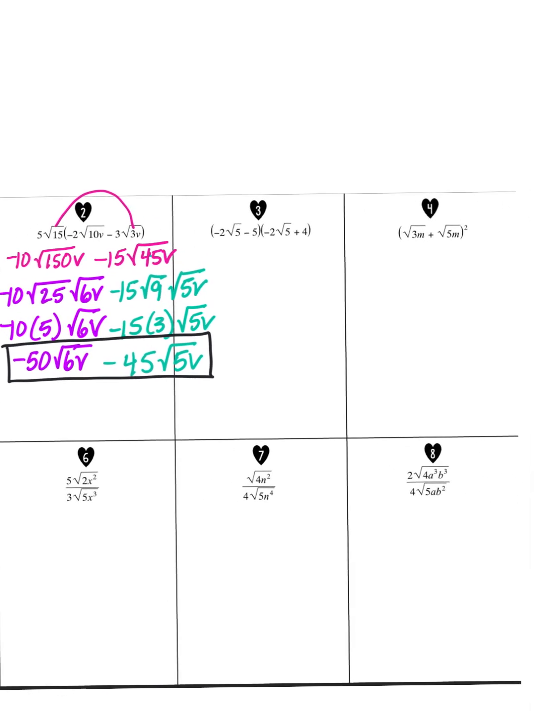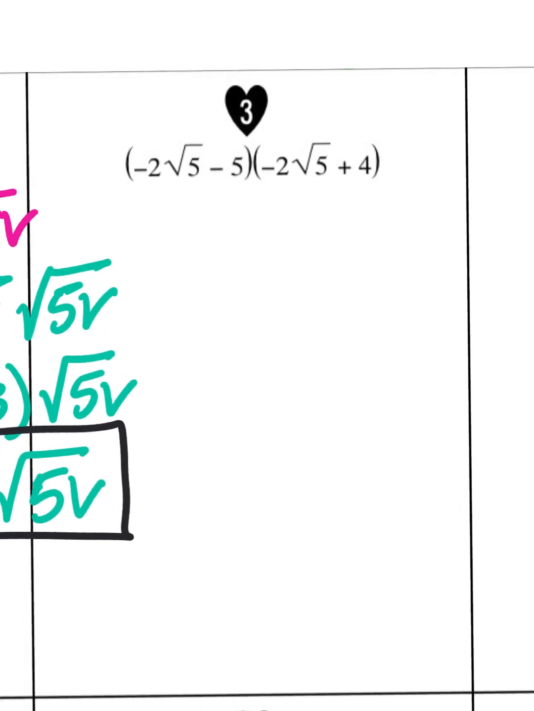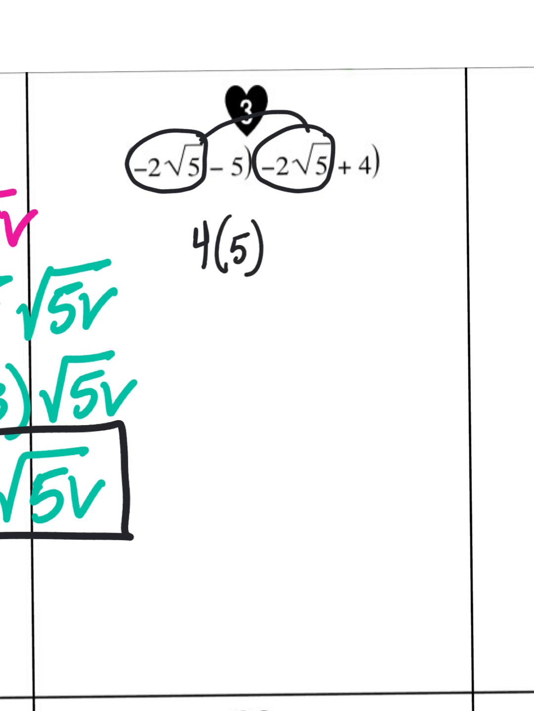Let's see. This one here you would double distribute. So you would multiply all of this times this. That would be negative 2 times negative 2, which is 4. The square root of 5 times the square root of 5 is 5, so that would become 20. Anytime you are multiplying a square root by itself, so the square root of 2 times the square root of 2 would just be 2. The square root of 10 times the square root of 10 would be 10, and so on.